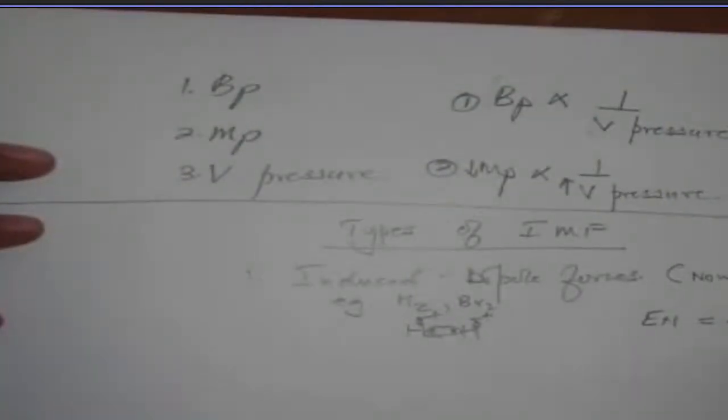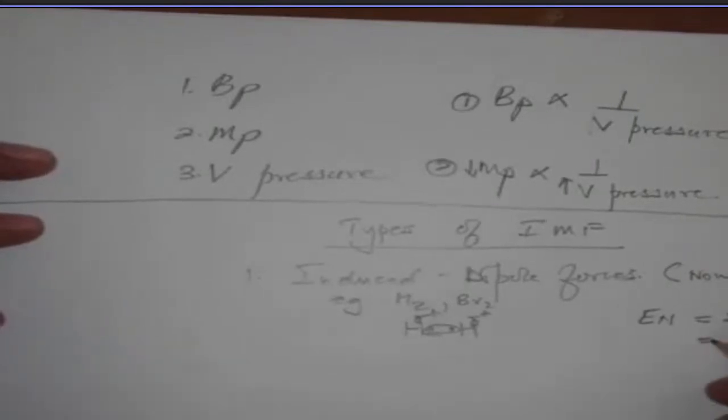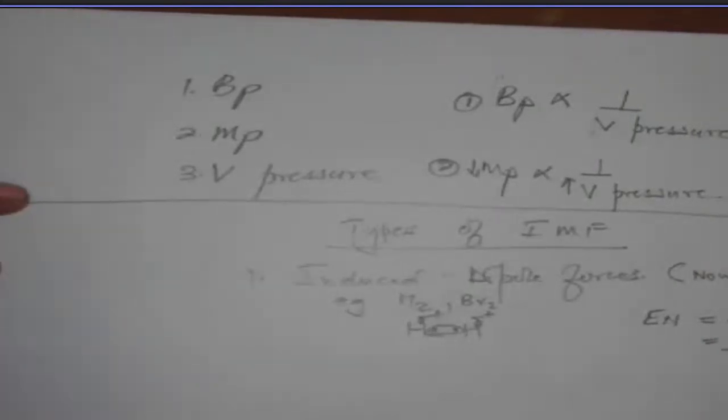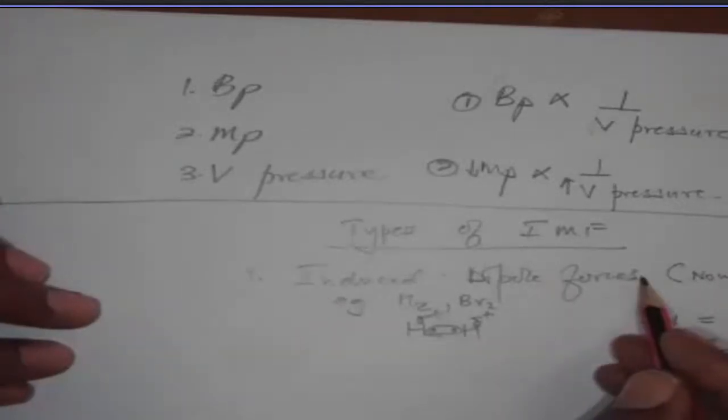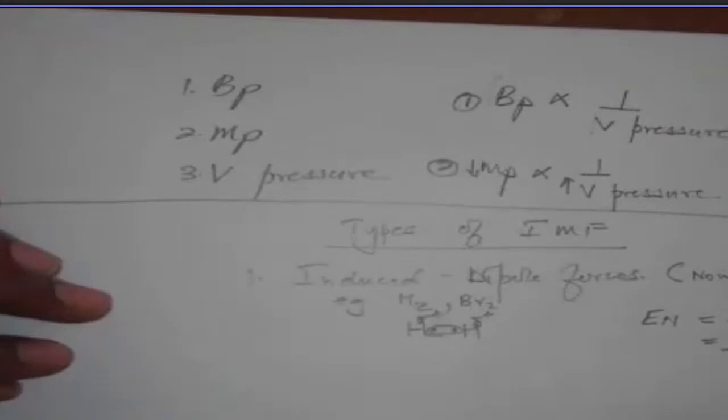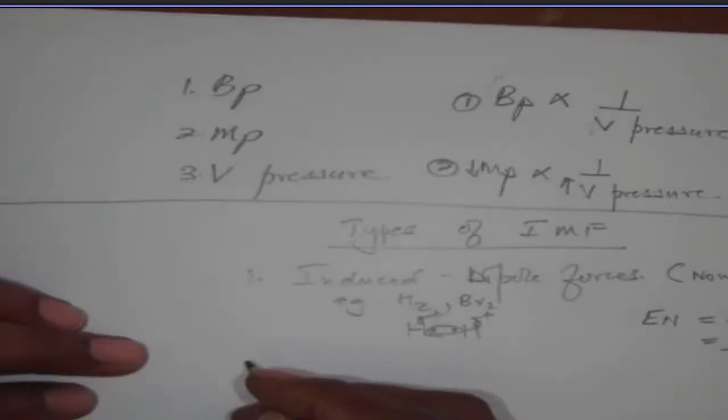So you check the electronegativity. We go to the periodic table. For hydrogen, I'm having 2.1. So it will be 2.1 for hydrogen minus 2.1. So we get 0. So this one you are saying is pure non-polar. So we know if you talk about the induced dipole forces, this is between the non-polar covalent bond.